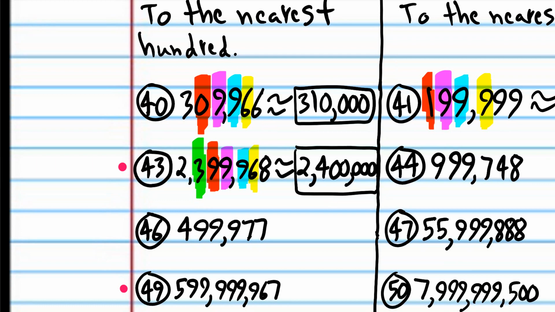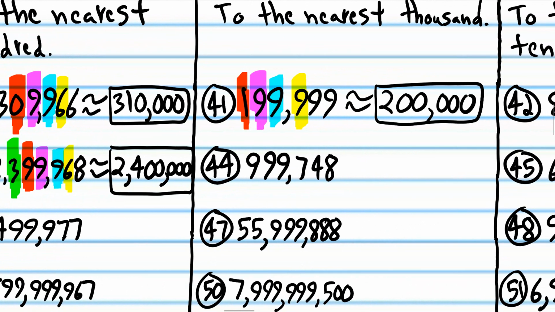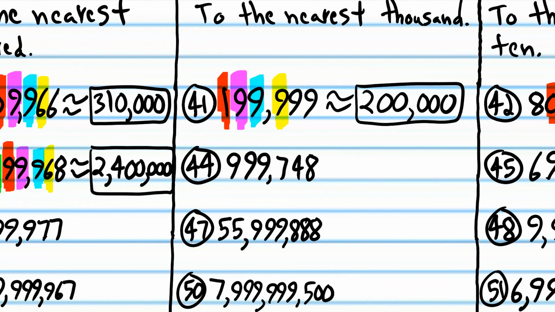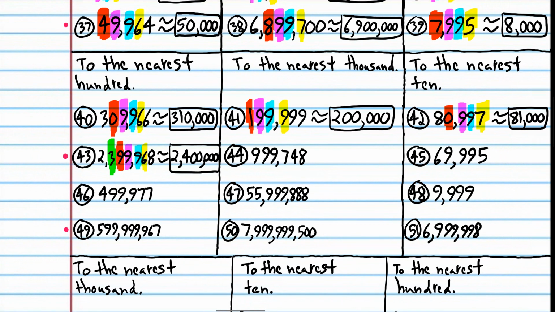So 2,400,000. As you can see, this is just another special case of rounding. All right, 44.